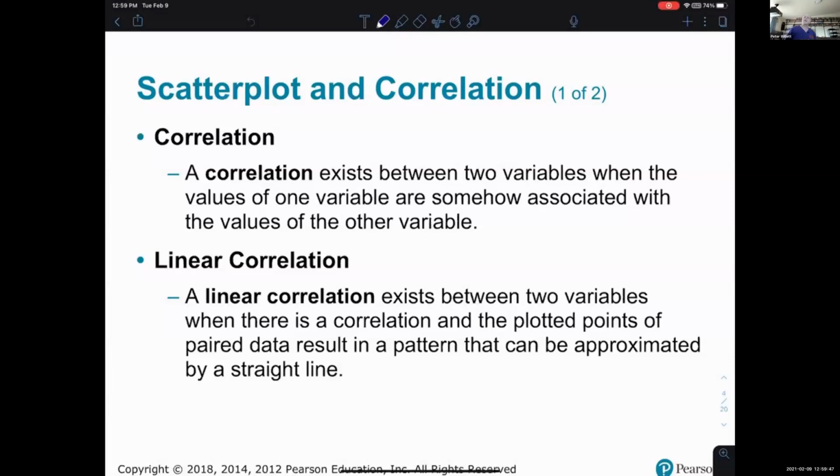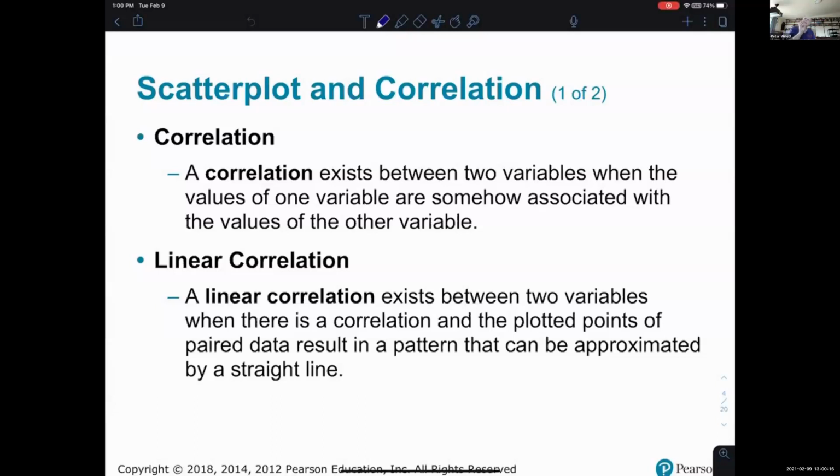All right, so then the next step in a possible correlation is if there is a linear correlation. A linear correlation exists between two variables when there is a correlation and the plotted points of the paired data result in a pattern that can be approximated by a straight line. So of course, that's a graphical description, and this is one of two. So hopefully our next slide may show us a graph to think about.